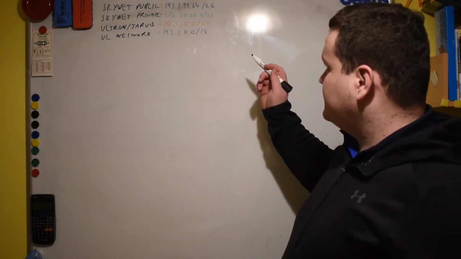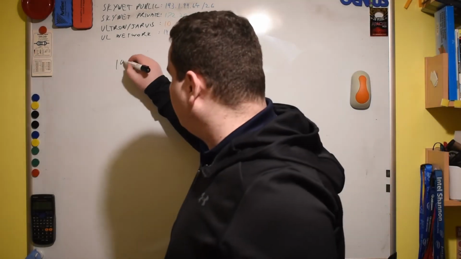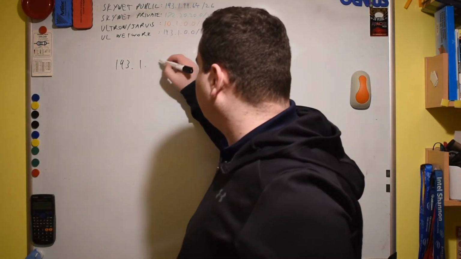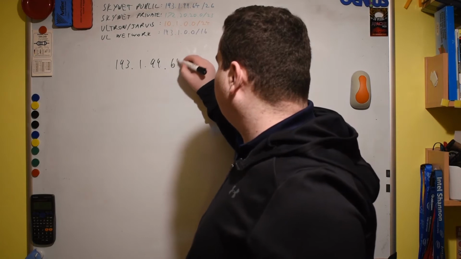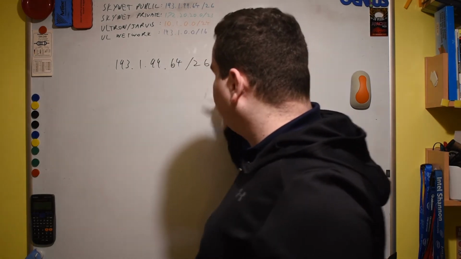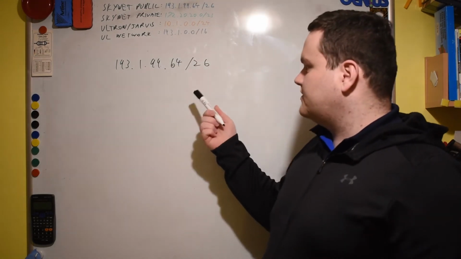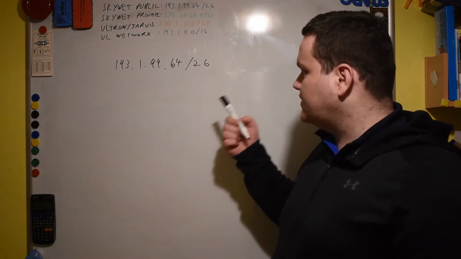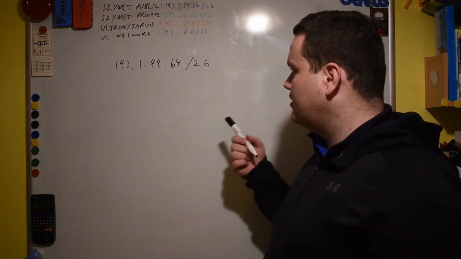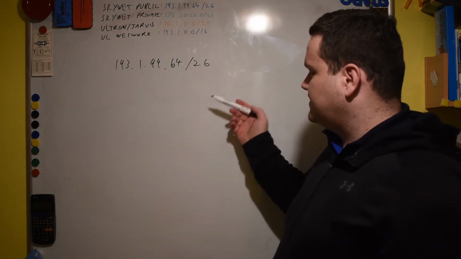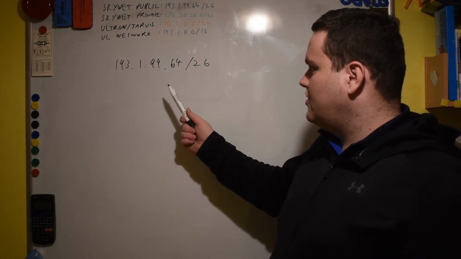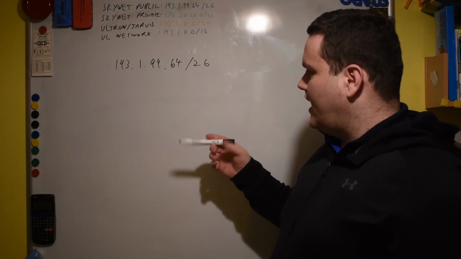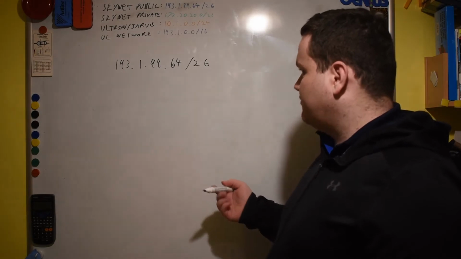So if we take the first IP address, which is 193.1.99.64/26. This is one way of specifying what's called a subnet or a subnetwork, which is a group of IP addresses, and we've specified here what the range is. There are 3 main different ways of writing these down.